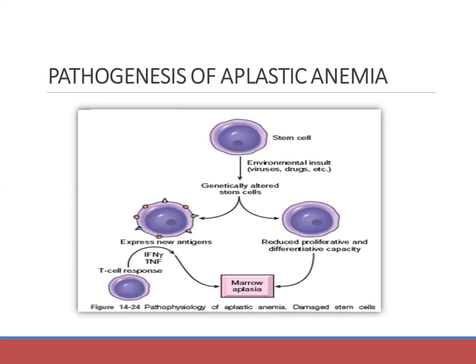Here you can see this is a stem cell, and after it has been exposed to various environmental insults, it is genetically altered and it expresses new antigens. And these new antigens are detected by the body's T cells, and therefore an immune response is generated, and this results in bone marrow suppression.